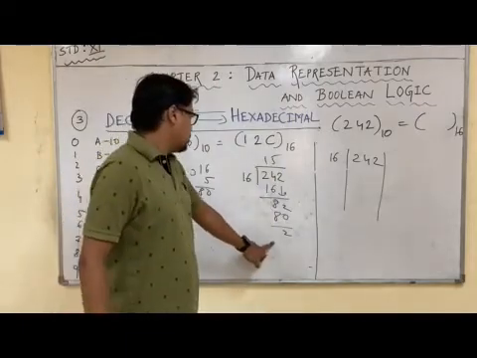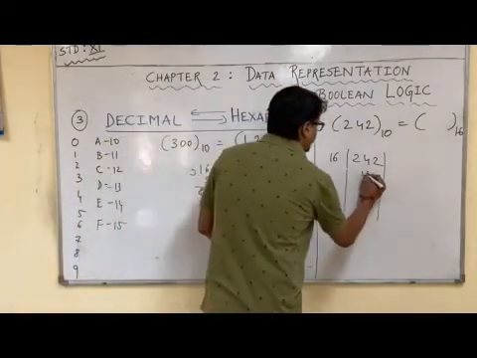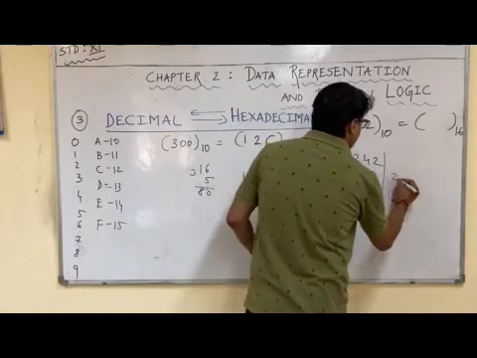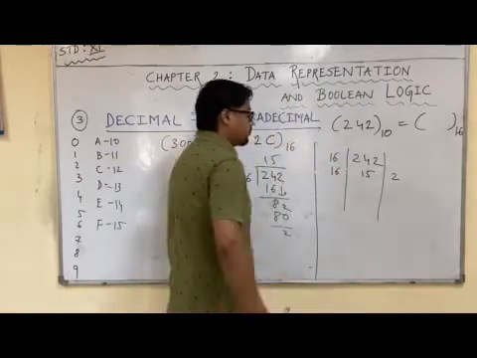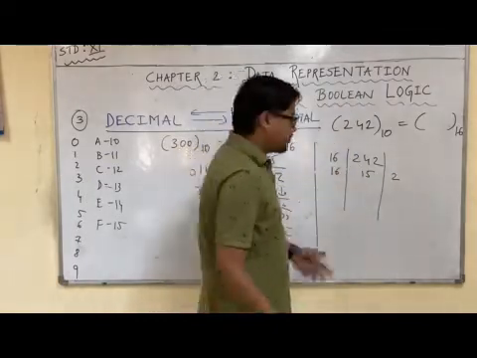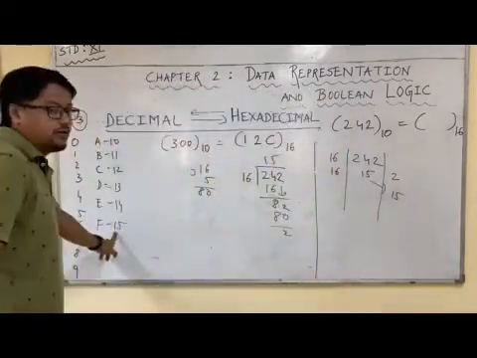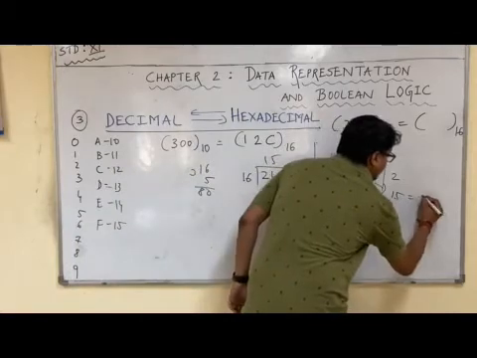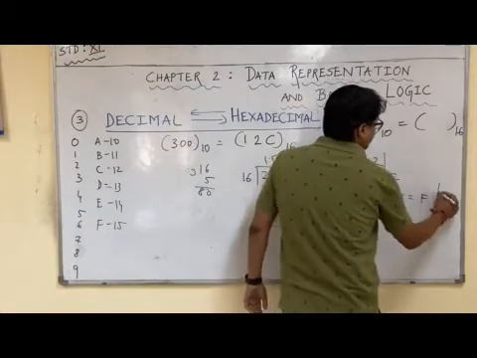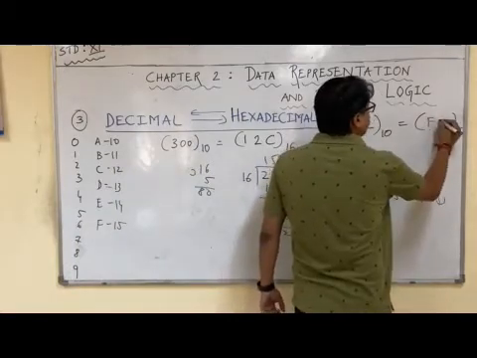Okay, so let us write. My quotient is 15. My remainder is 2. Again dividing 15 by 16 is not possible, so we will bring down 15. Now what is the meaning of 15 here? The meaning of 15 is F. So my answer from MSB to LSB is F2.